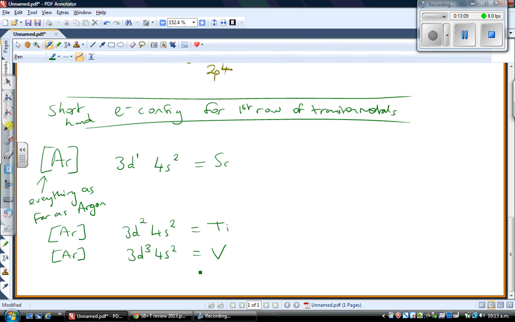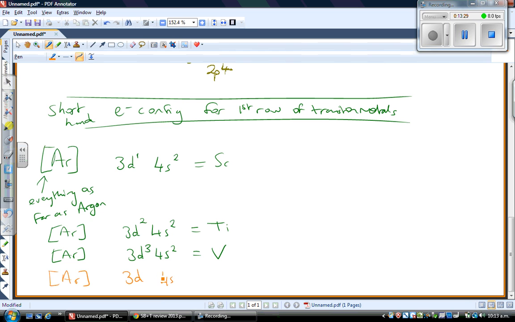Okay, so here's where it gets a little bit interesting now. I'm going to do this in a different color, red, just to highlight the importance of being aware of it. So the next element is chromium. We want to write down everything as far as argon. 3d comes before 4s, that's all fine.